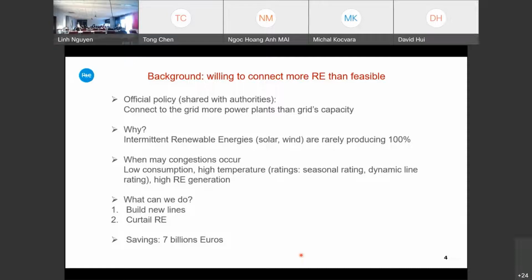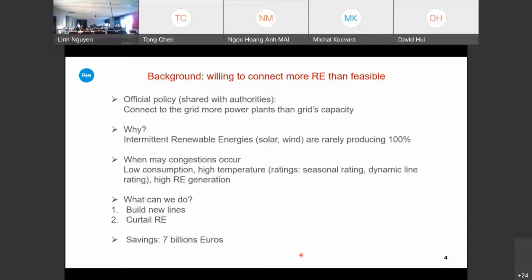So background, we want to connect more renewable energies than feasible. That's the goal, and that's what we have been doing for many years. So the official policy shared with local and national authorities is to connect to the grid more power plants, so renewable energy power plants, than grid capacity.